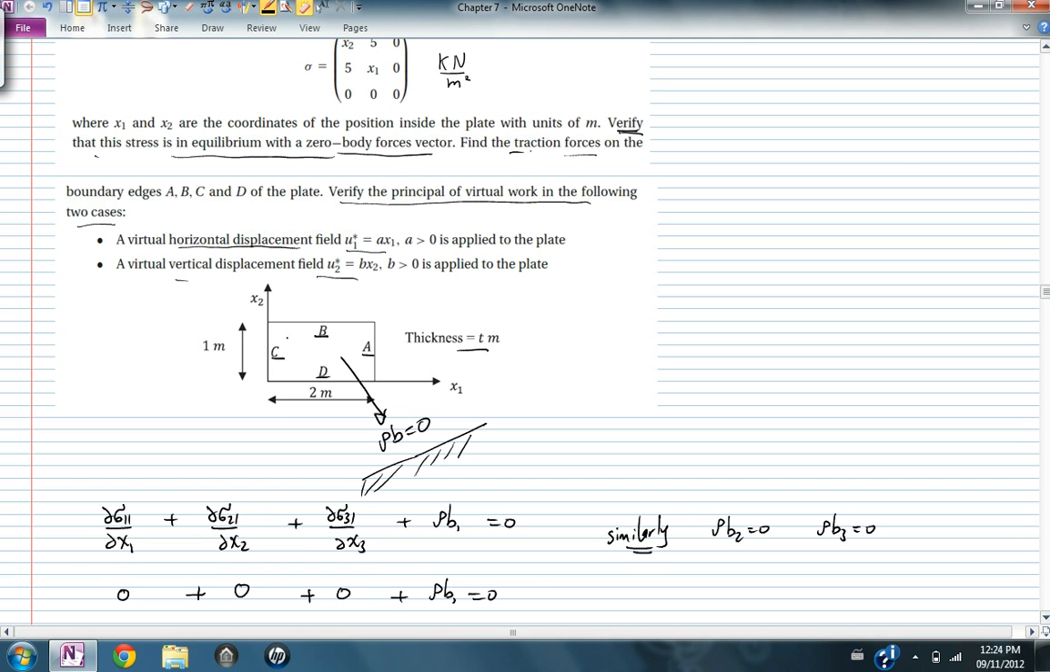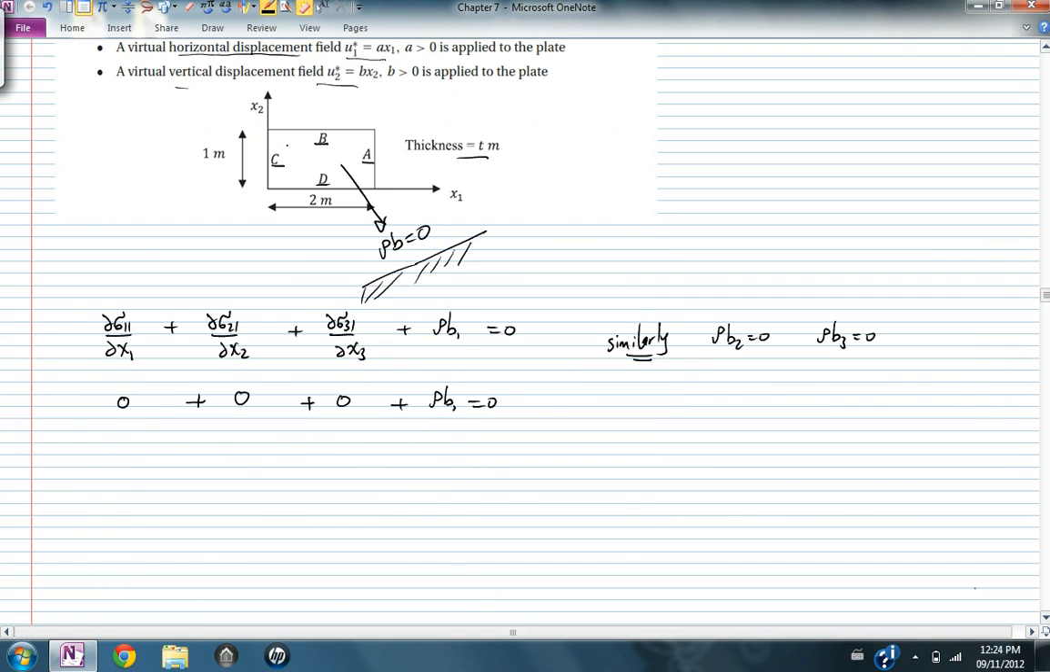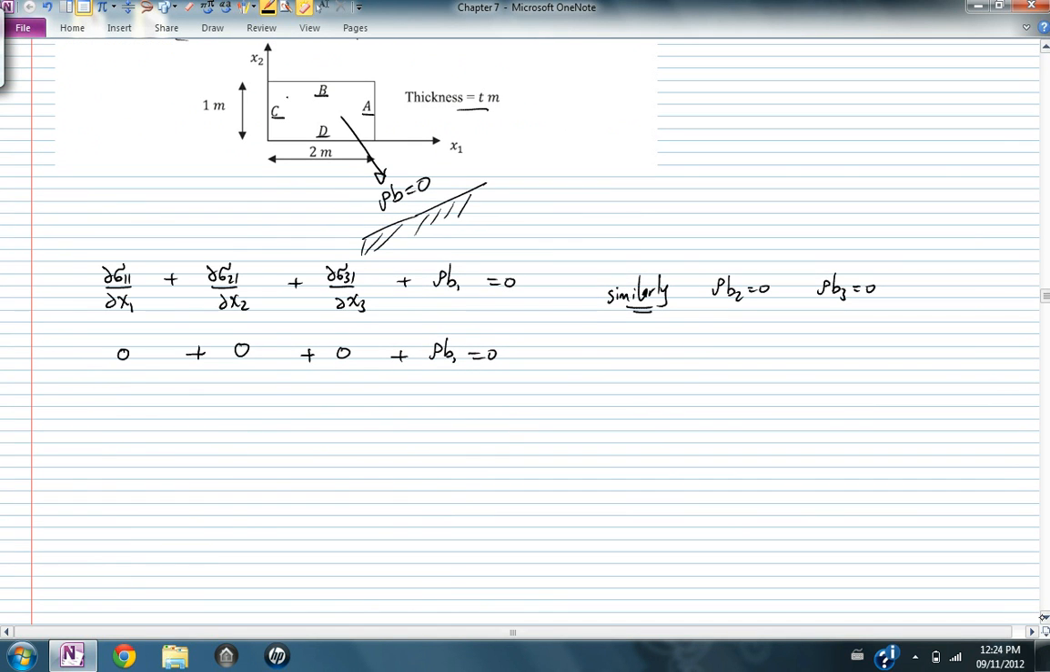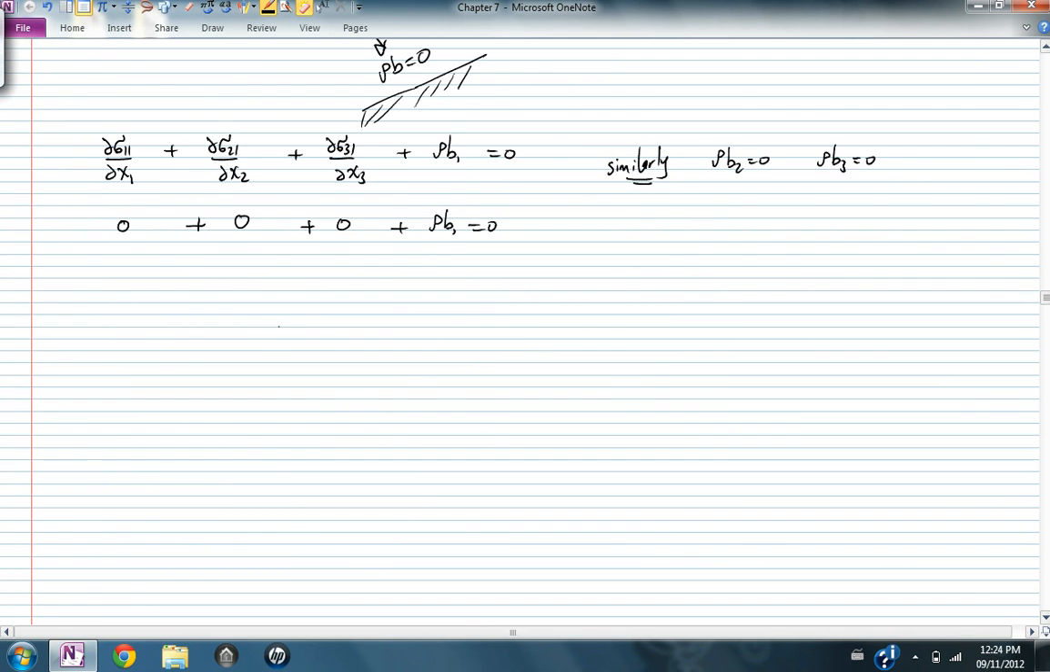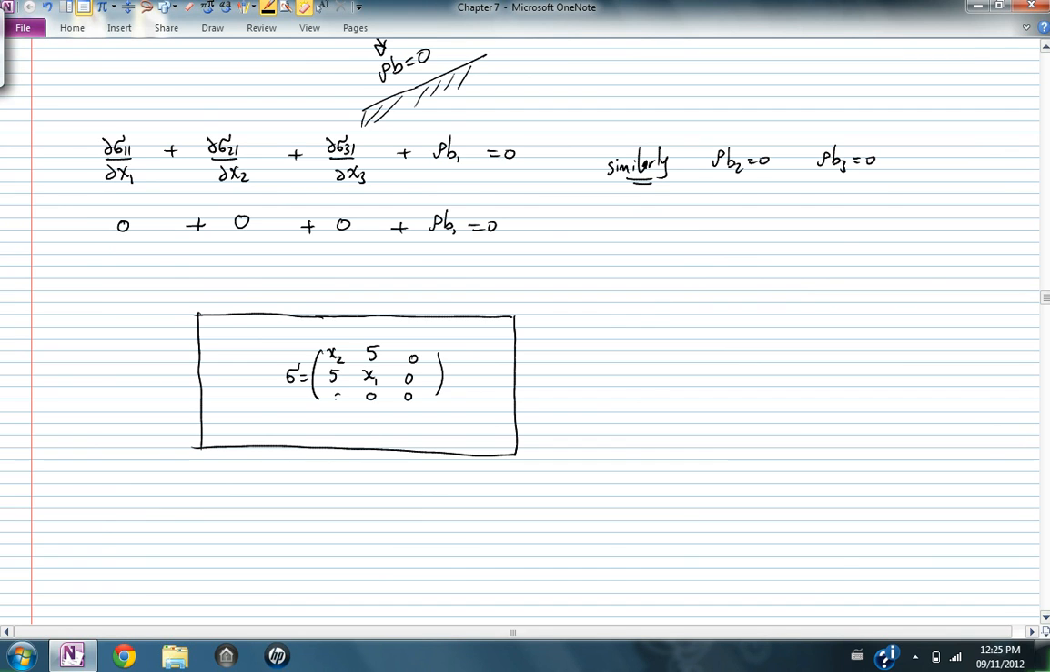The next step is to find the traction forces on the boundary edges. So I know the stresses inside the object. If this is the plate, I know that the stress at every point inside is equal to x2, 5, x1, 0, 0. Now, this is a state of plane stress. This is E1 and E2. Everything out of plane is 0, so I can just simply look at these and imagine that everything is happening in that plane. So the stress is equal to x2, 5, x1.